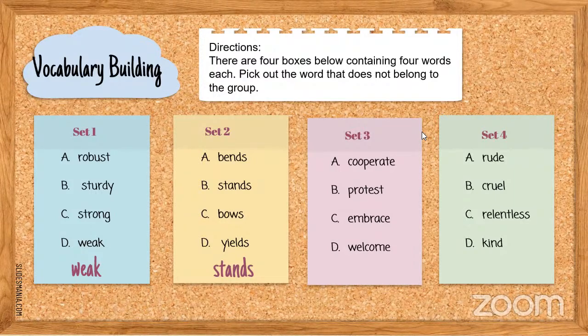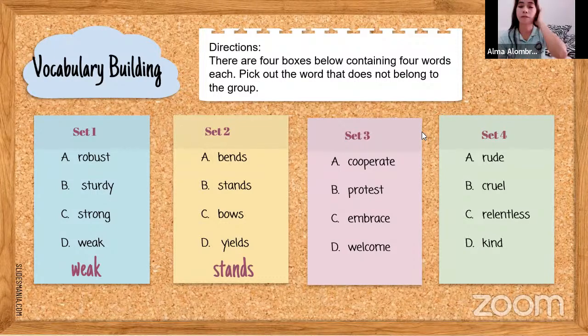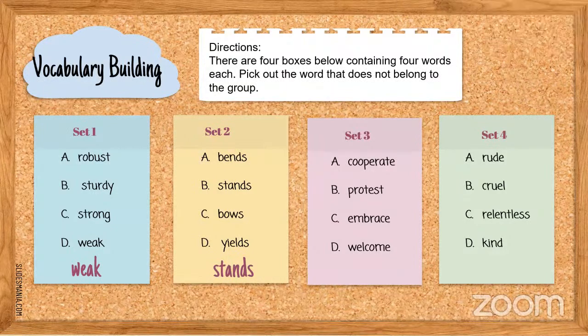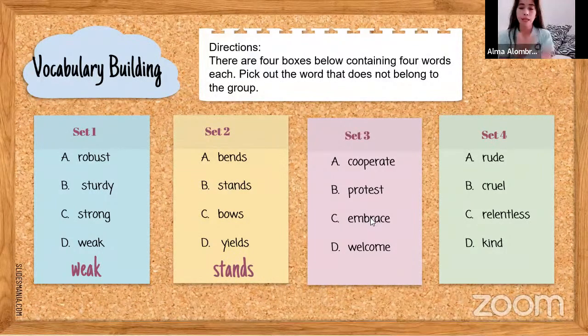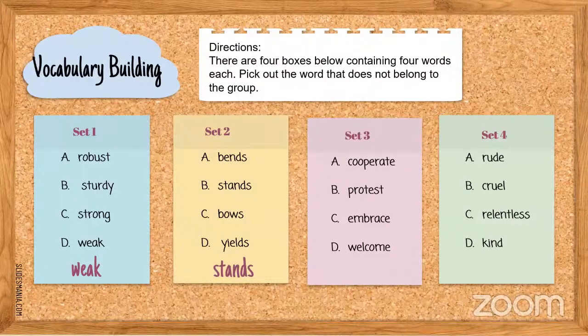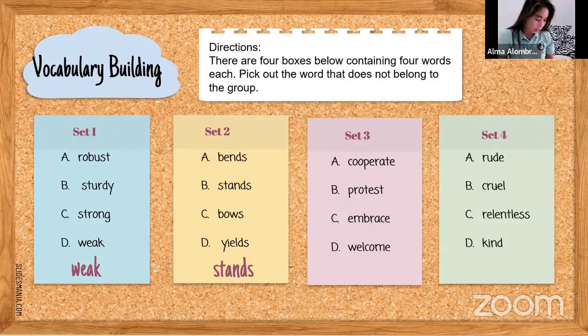A. Cooperate. B. Protest. C. Embrace. D. Welcome. What's the correct answer? D. Welcome. Okay, we read letter C, embrace. Like embrace, you hug somebody. Okay, cooperate, protest, embrace, welcome. The perfect answer would be, let's read it.